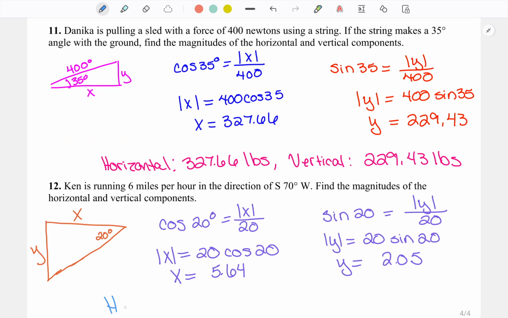So then you have your horizontal force as 5.64 miles per hour, and then your vertical is 2.05 miles per hour.